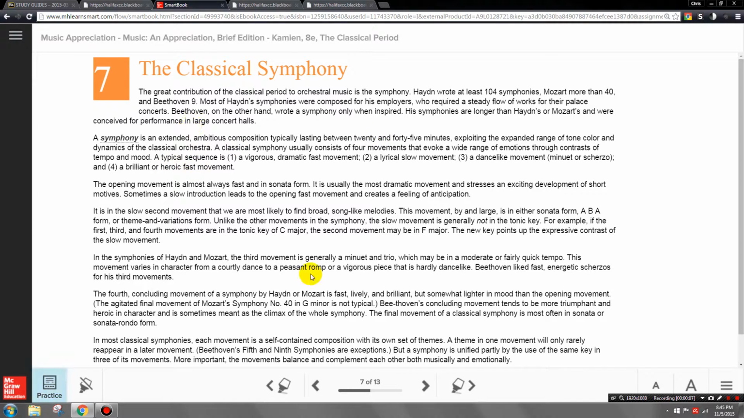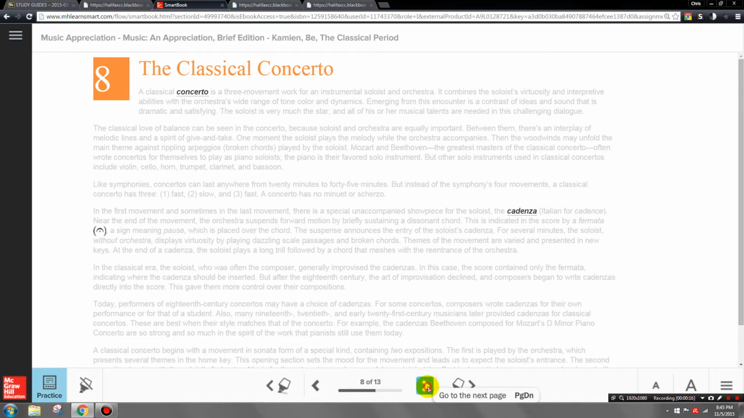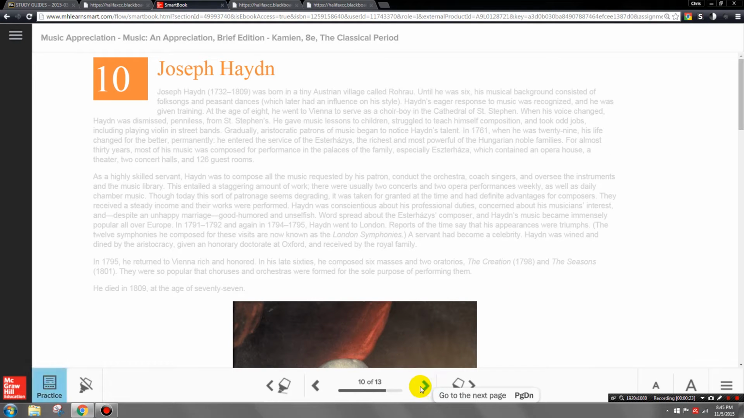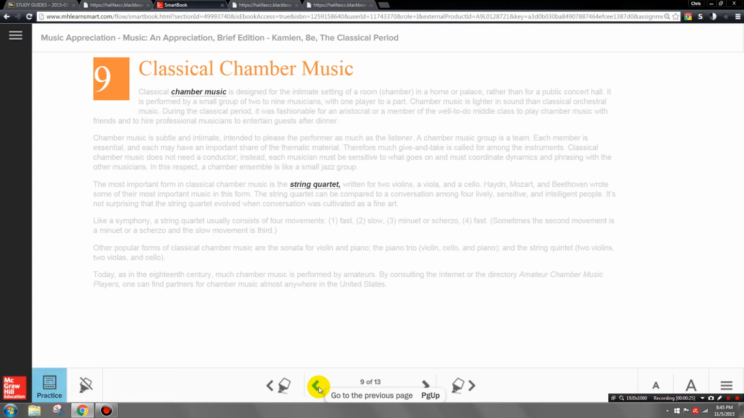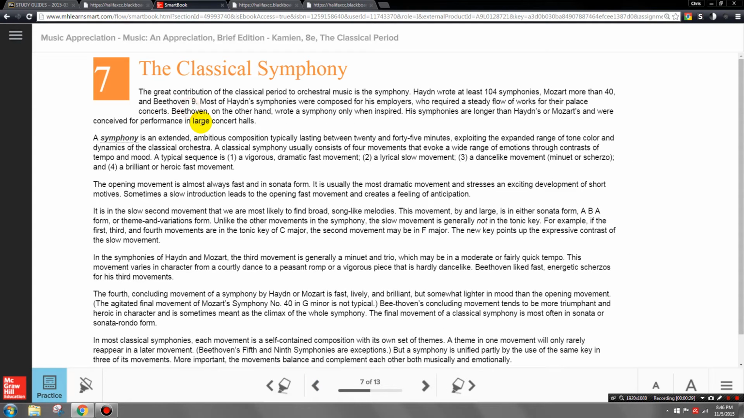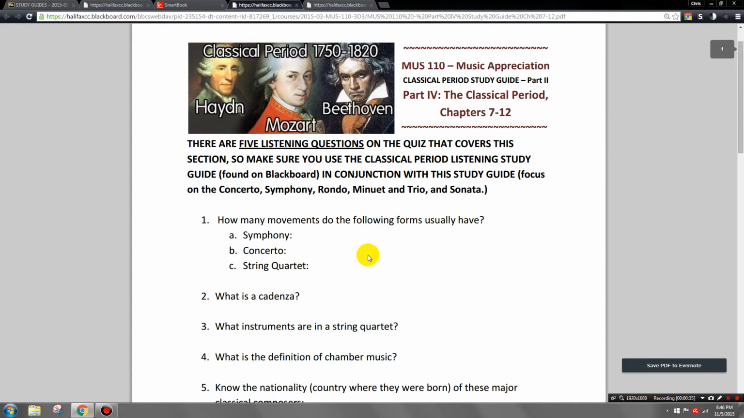We are going to be looking at chapter 7, which is on the classical symphony. We'll also be looking at chapter 8, which is on the concerto, as well as chapter 9, which is on classical chamber music. Chapters 10, 11, and 12, which cover the three main composers of the classical period, will be covered next week. So let's start off with the classical symphony, and as usual, we'll be using our study guide to guide us along in the conversation.